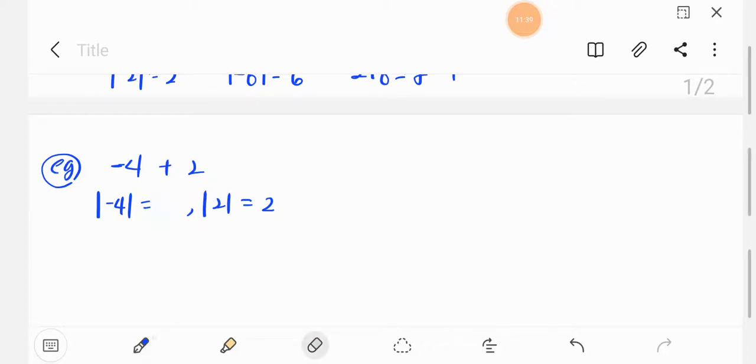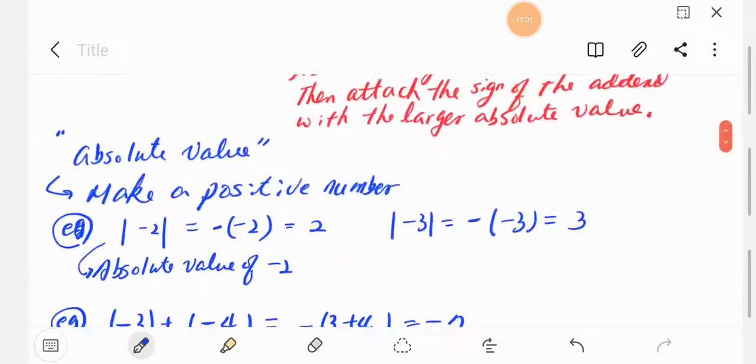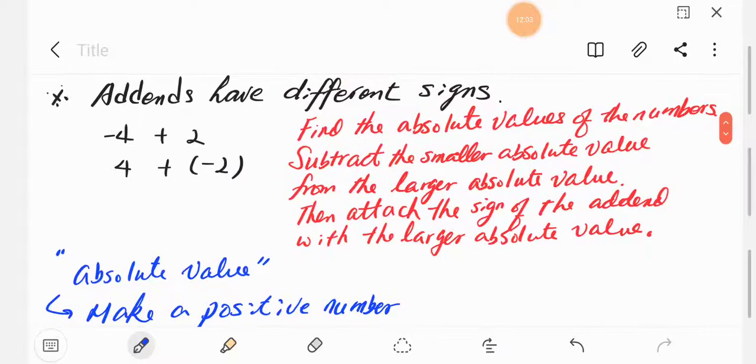Okay, this is 4. So the absolute value of negative 4 is 4. So subtract the smaller number from the larger number. So it will be 4 minus 2, right? 4 minus 2, which is 2. So the result will be 2 anyway, but not yet, because we have the third step.